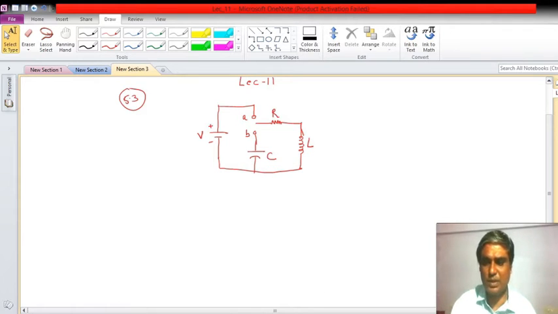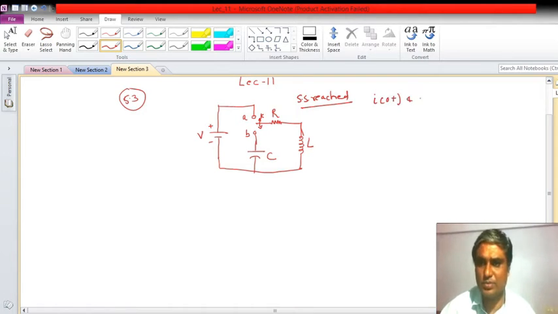So what is given? The given is that when the switch is at A, steady state has been reached. Okay, this is given. And now we would like to calculate the initial current, that is I of 0 positive, and I dash of 0 positive, when the switch moves to point B. That is what we have to do.